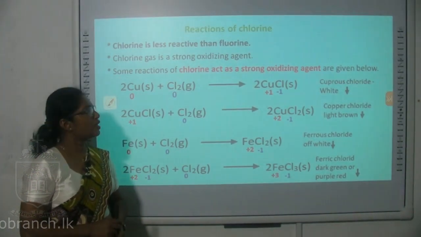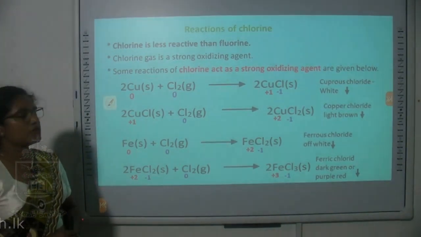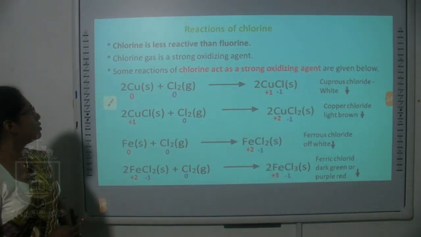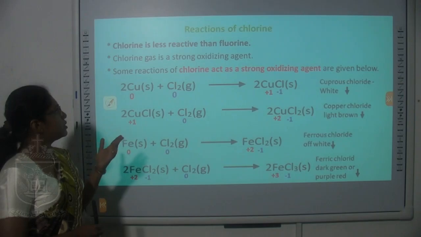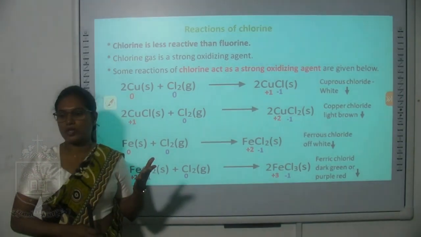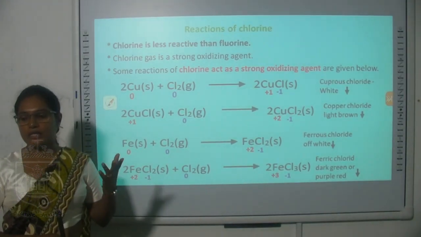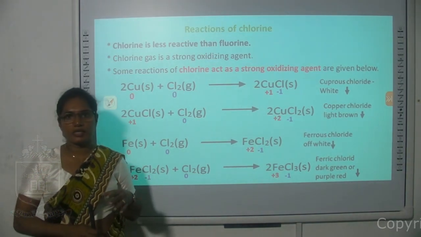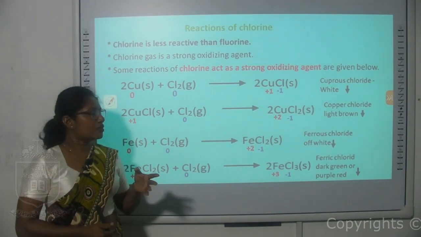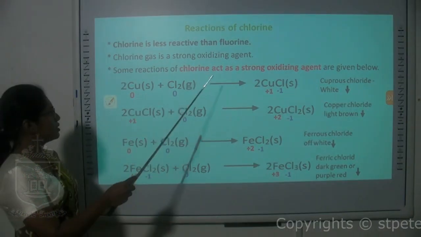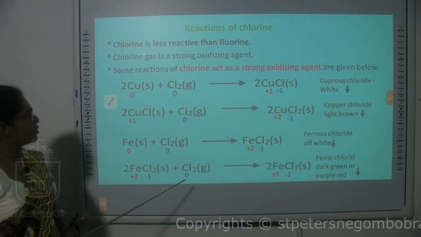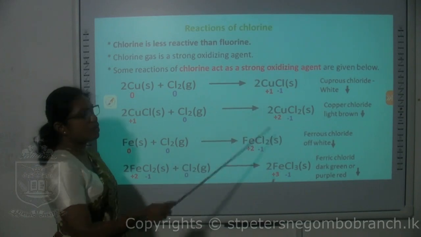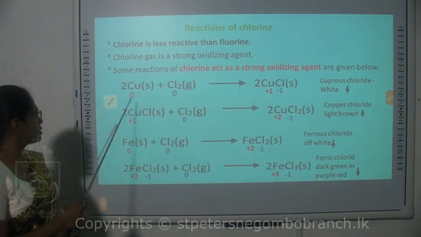Now we have to study about the reactions of chlorine. Chlorine is less reactive than fluorine, but chlorine is a strong oxidizing agent. We can check that with these reactions. In these reactions, chlorine acts as a strong oxidizing agent.